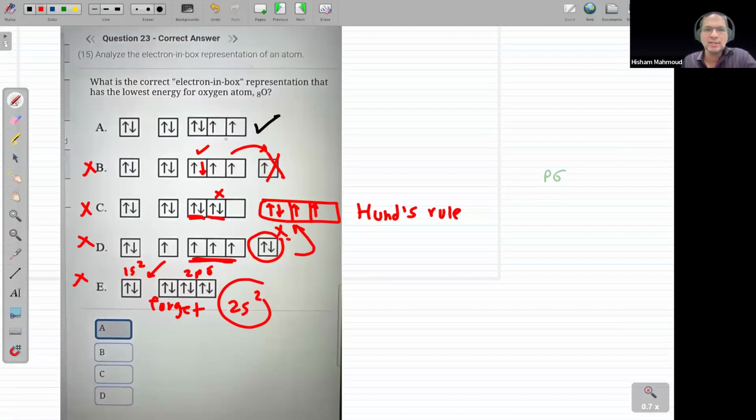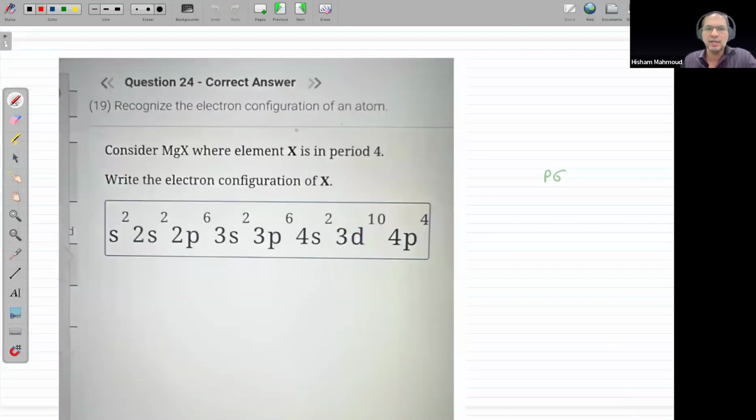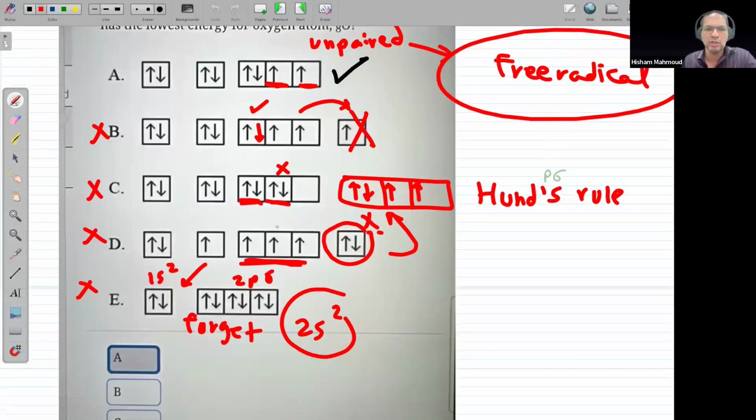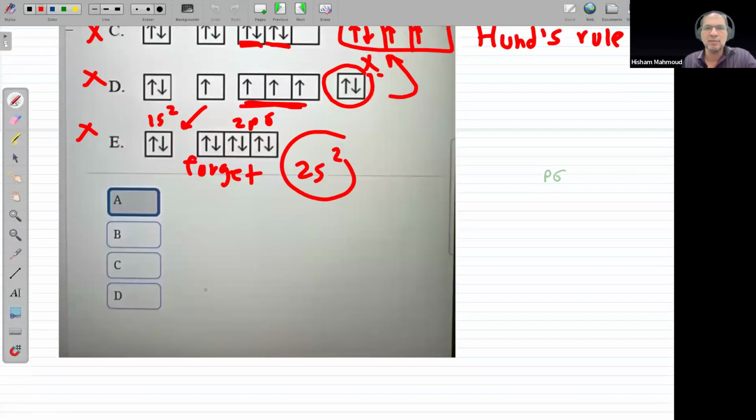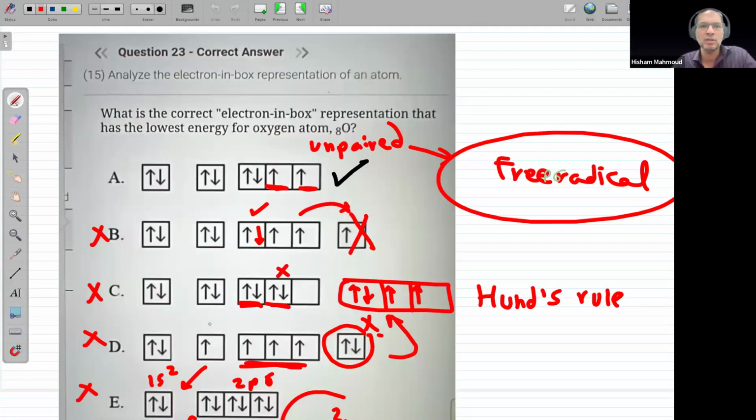And the next question is asking, since this one has unpaired electrons, where are the unpaired electrons? This is unpaired. This is unpaired. So it's going to be called a free radical. Is this a free radical? Yes, it is. Where is part B from the question? I don't see it. Last time it was there, but this time I don't see it.